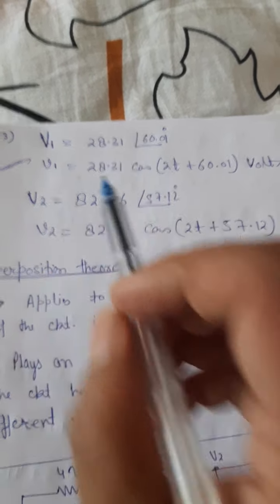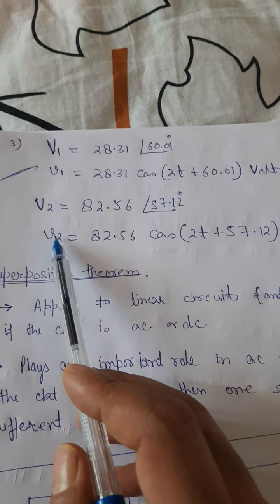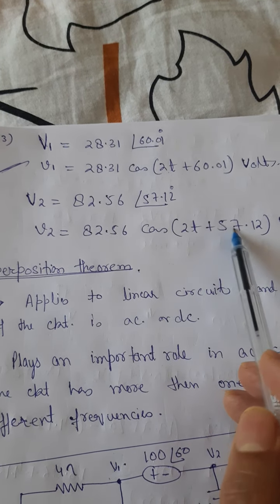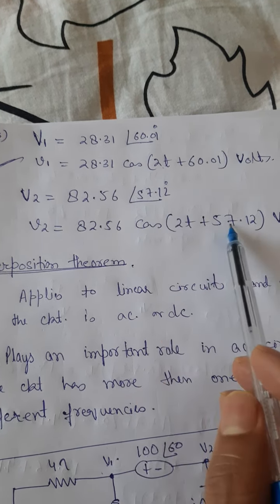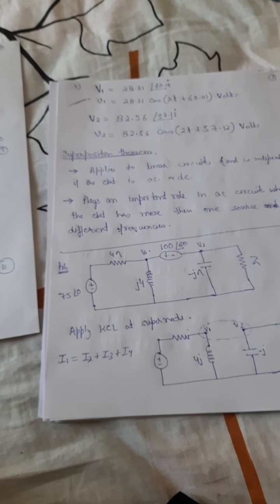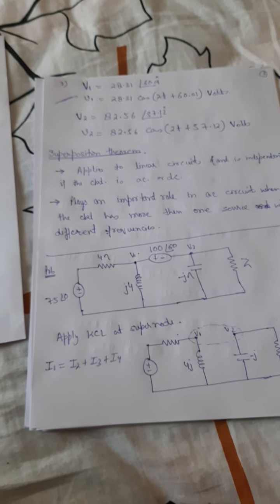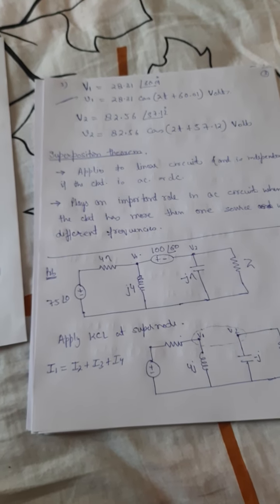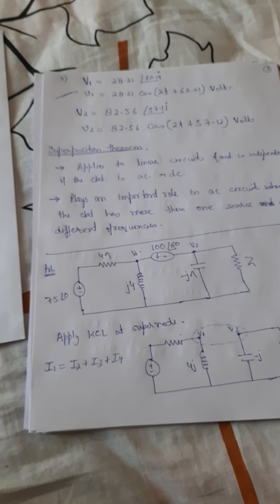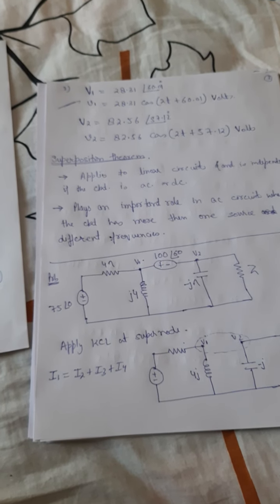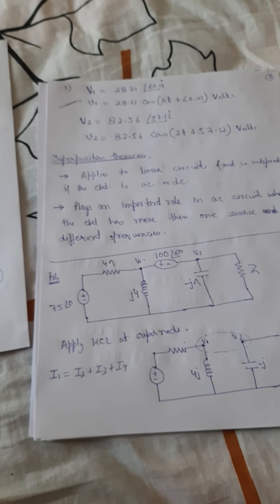If you convert this phasor into time domain form, you will get V2 equal to 82.56, that is the magnitude, multiplied by cos of omega t plus phi. Omega is 2 and phi here is 57.12, so volts. This is how we solve a circuit in AC. Firstly we transformed the circuit from time domain to phasor domain. Then we used circuit techniques to solve the circuit. And at last we converted it back from the phasor or frequency domain to time domain.